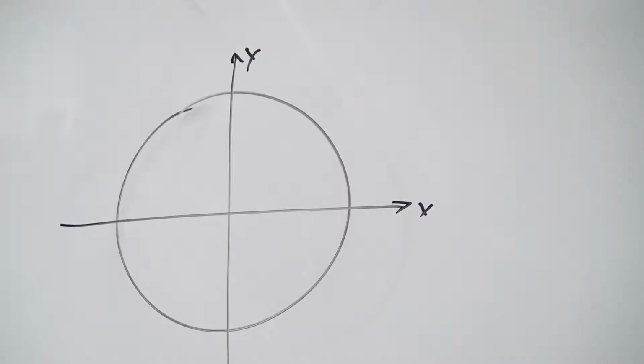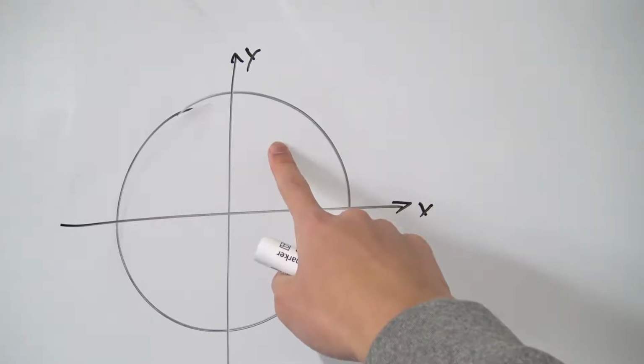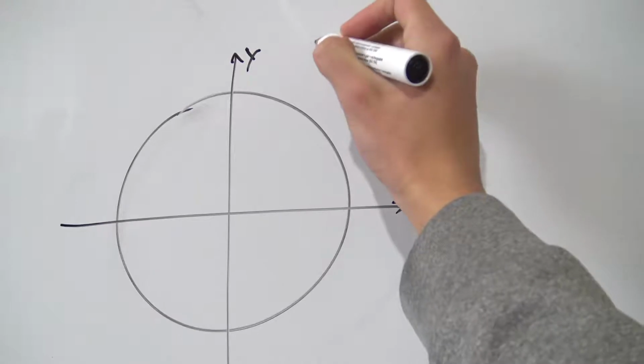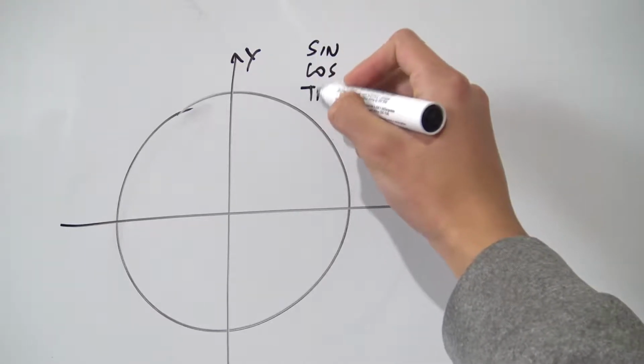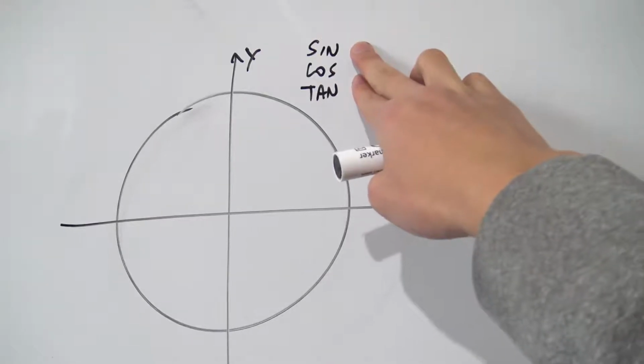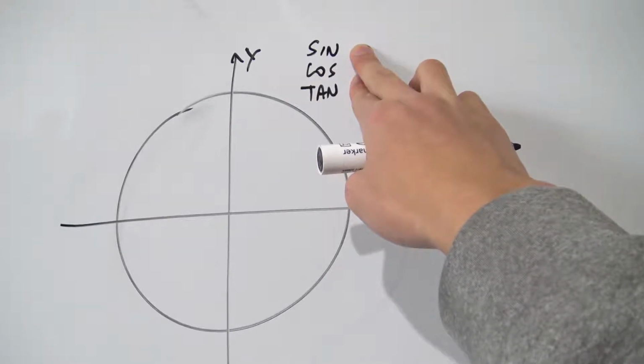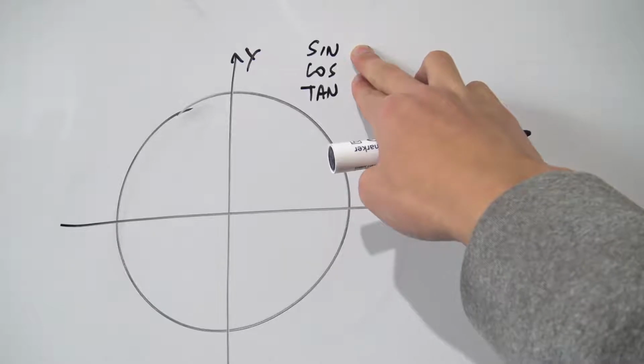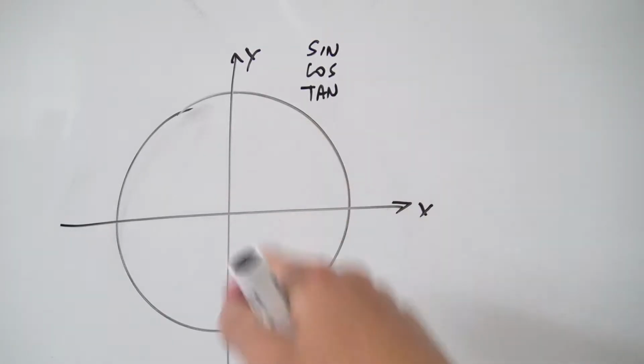Alright, hello everybody, and today we're going to be having a look at how we can represent our trigonometric functions, namely sine, cosine, and tangent, on a unit circle. So we're used to thinking of using these three functions on a right-angled triangle, but we can actually squeeze them out from a unit circle, and I'll show you how.